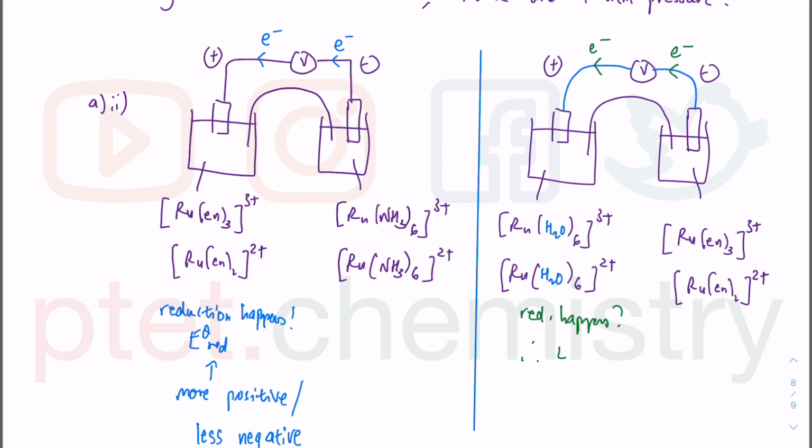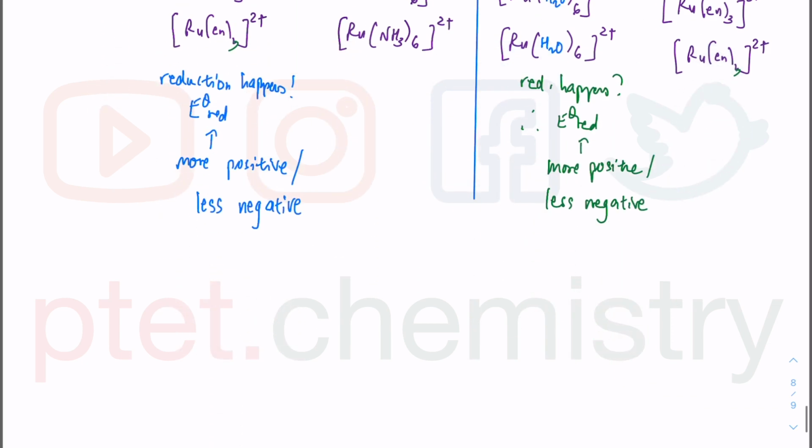Therefore, this is the E red. Therefore, this is more positive, or I can think about it being less negative. And if that is less negative, then the ruthenium, sorry, that should be En3, that should be En3 as well. So if this is less negative than that, and this is less negative than that, ultimately we can fill in our table from the most negative to the least negative.